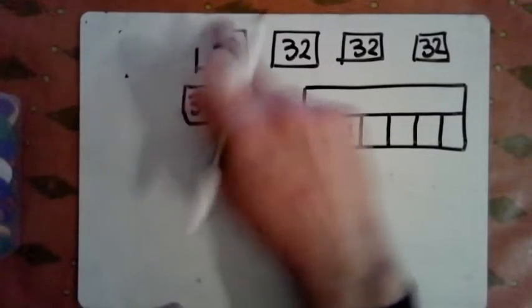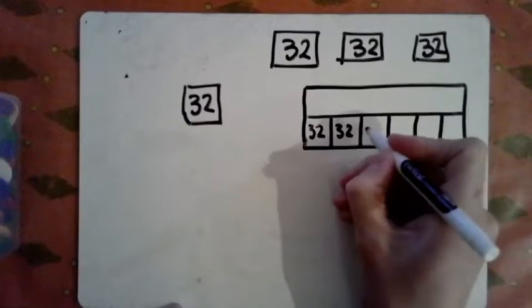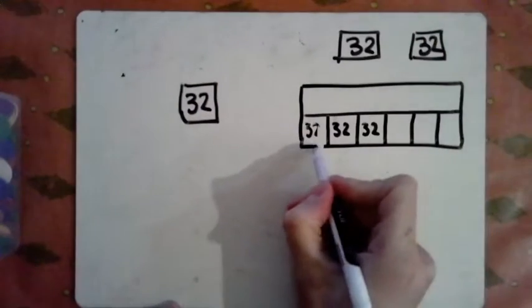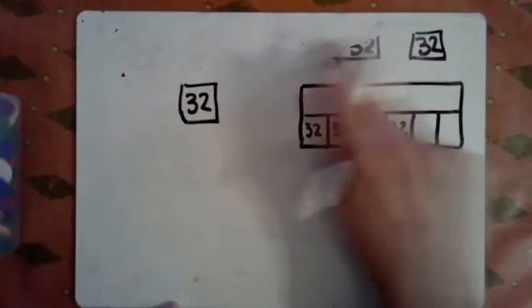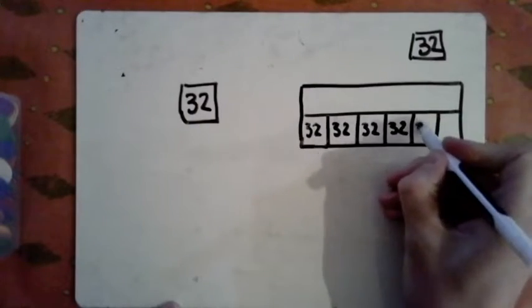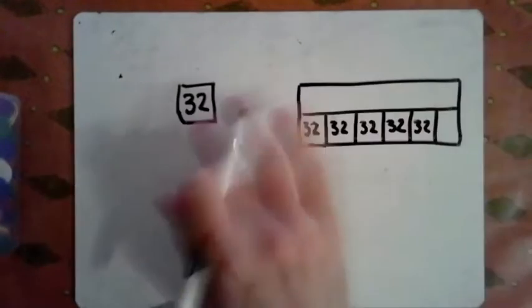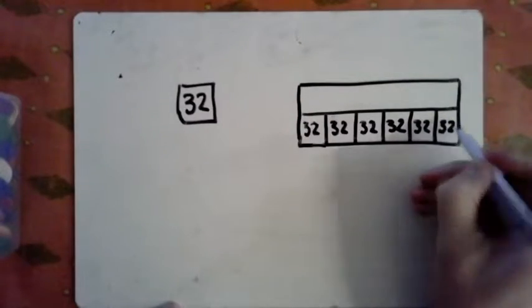There's that one. I'm going to move this one into here now. There's my next lot of 32. I'm going to move that one in there. It's my next lot of 32. Oh, rubbed a bit out there. There's my next lot of 32 there. Rub that one out. My next lot of 32. And my next lot of 32. Okay. And we've then got our bar model.